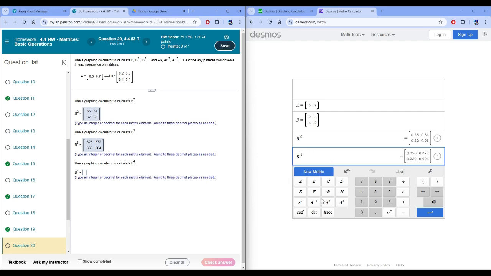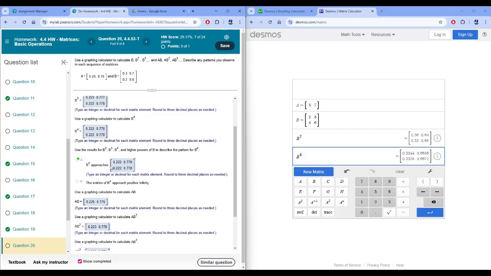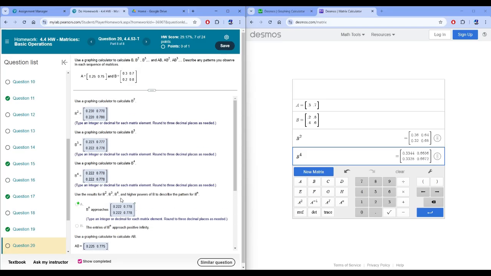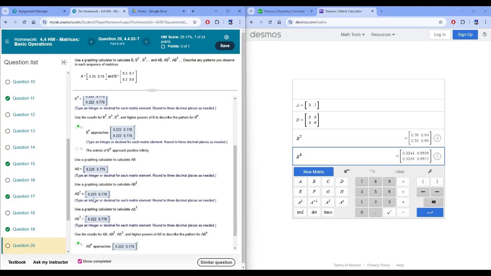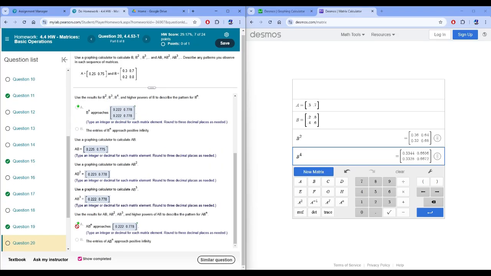B to the fourth, same exact thing, right? B to the 4. I'm gonna go show completed. Oh my god, there's so many show completed. So I'm up to B to the fourth, right? B to the fourth, done. Then calculate A times B, calculate A times B squared, B to the third, and then approximate, which looks like it's the same answer. Pretty self-explanatory, guys. Desmos is the winner. It's the clear winner.